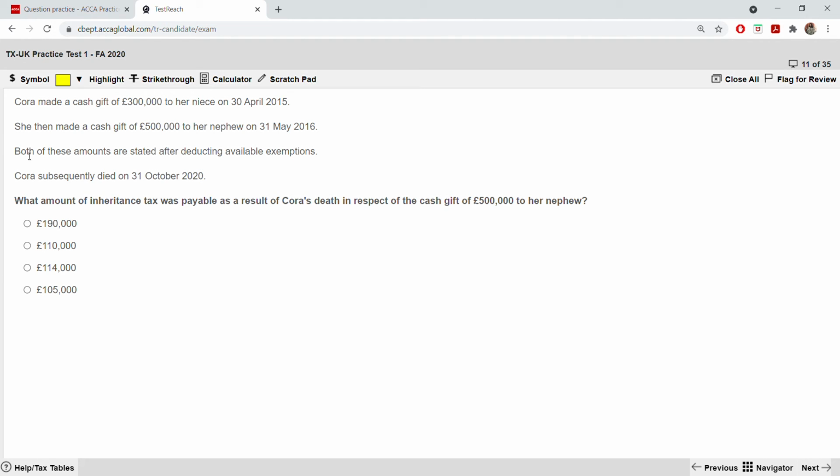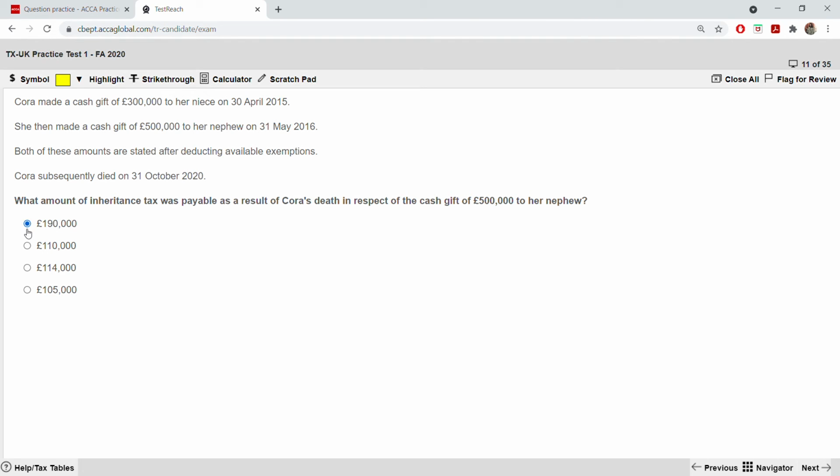Why is this line given here? It means that when this line is not given to you, you have to first deduct all the available exemptions. There could be annual exemption, there could be some other exemptions. So many exemptions are there. But the moment they say that they have already been deducted, you are not supposed to deduct any more exemptions. It's over. And he died on 31st October 2020.